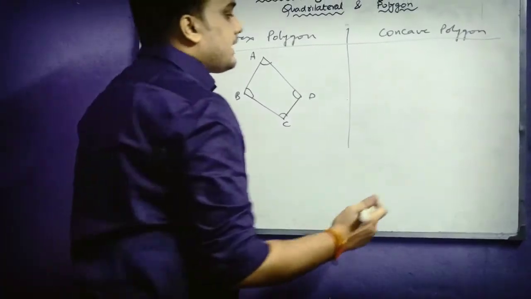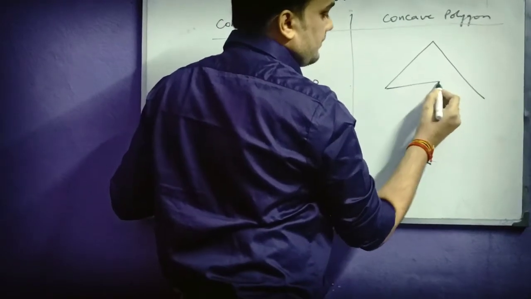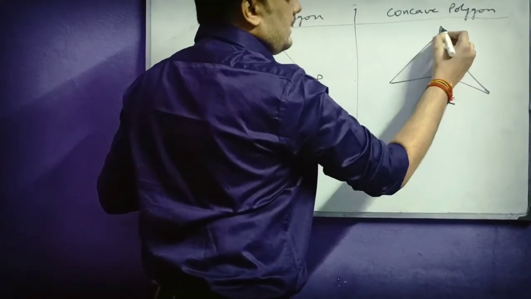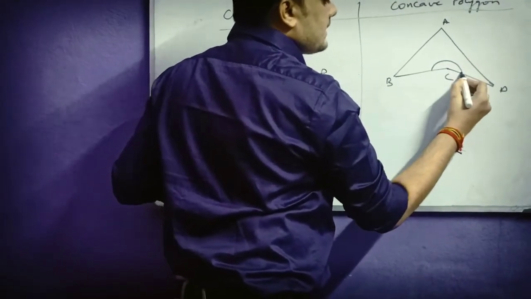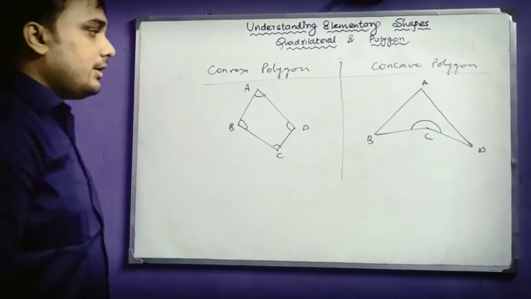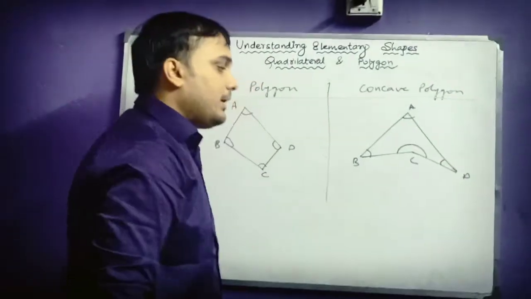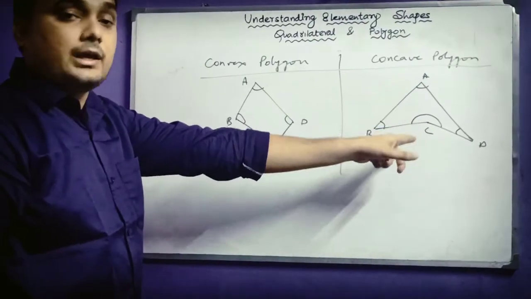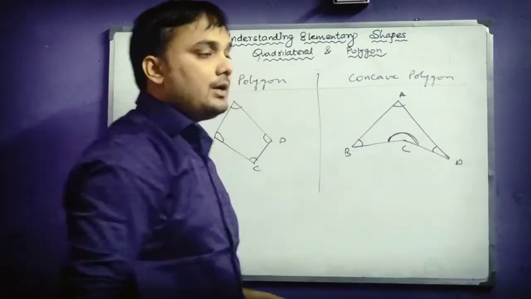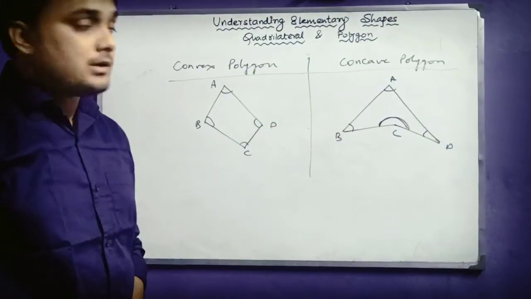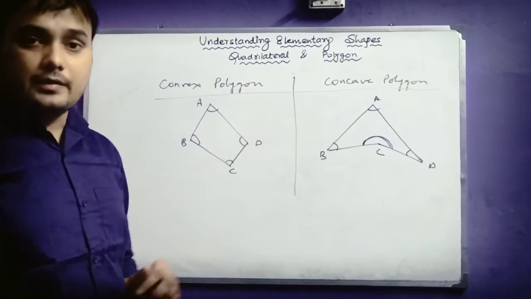But in a concave polygon, what happens? It is like this. See, this is a concave polygon. Why? Because you can see one angle is a reflex angle here. So you can see all angles are less than 180 degrees, but one interior angle here is a reflex angle, greater than 180 degrees. So this will make this polygon a concave polygon. So this is the basic difference between a convex polygon and a concave polygon.